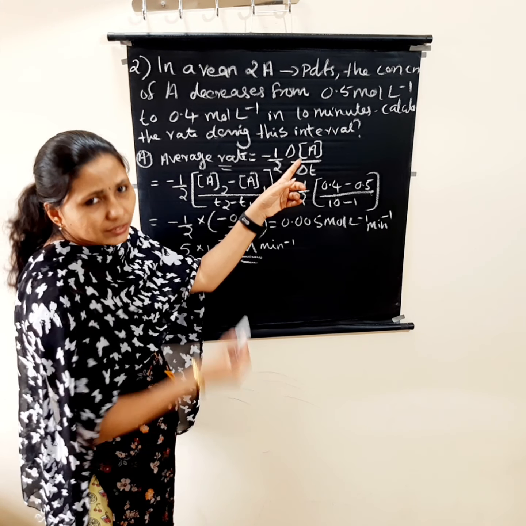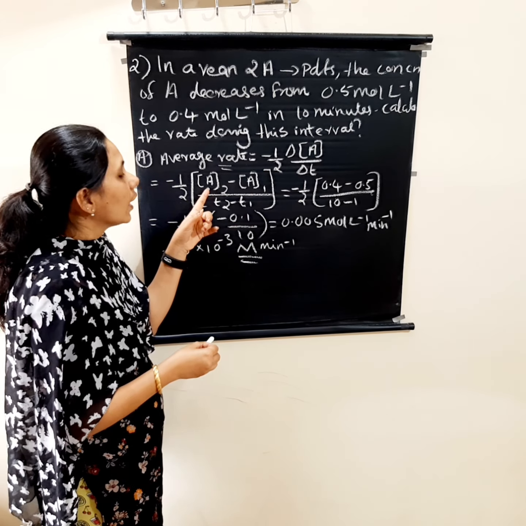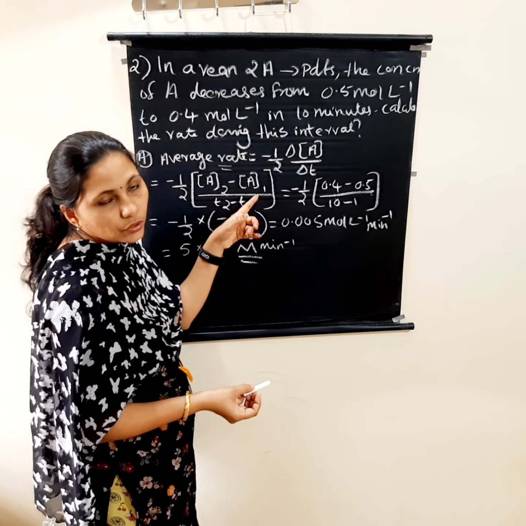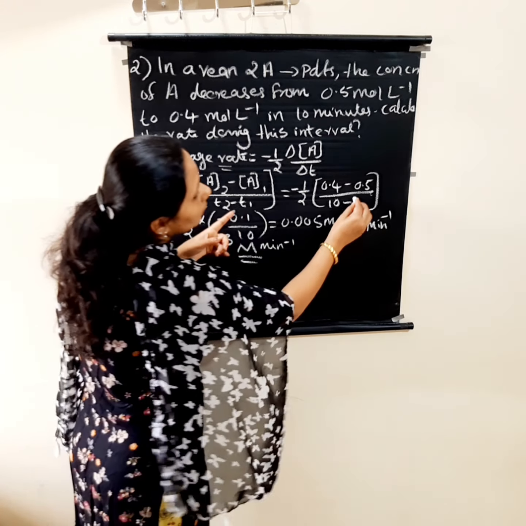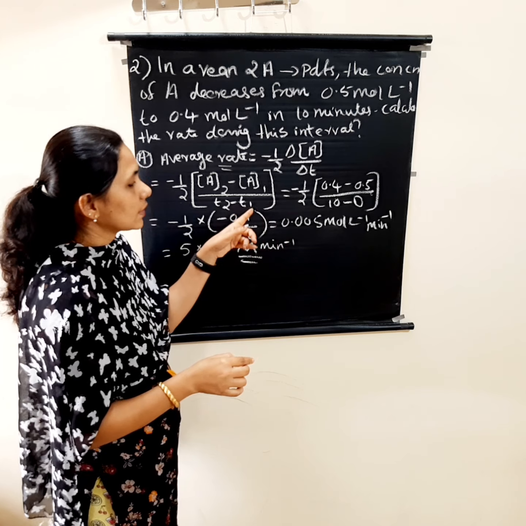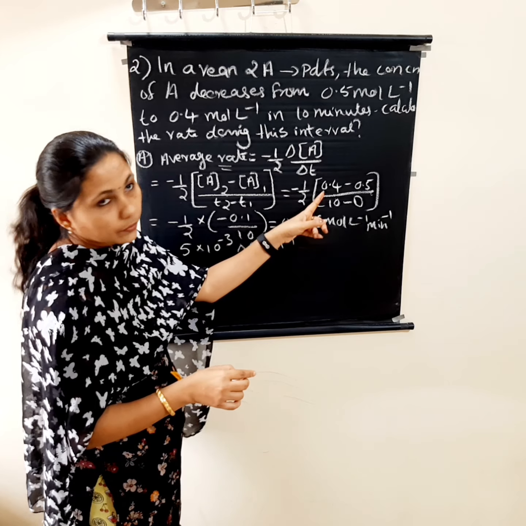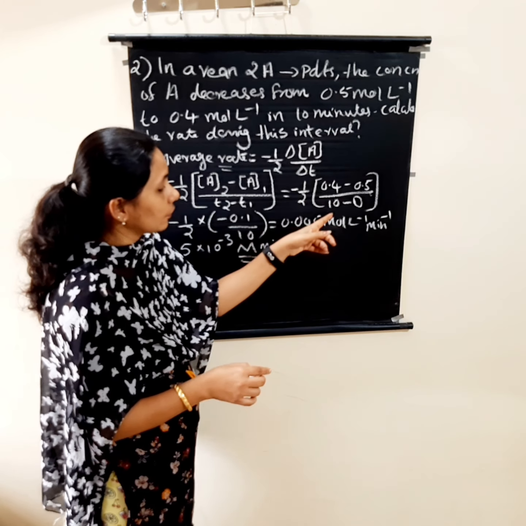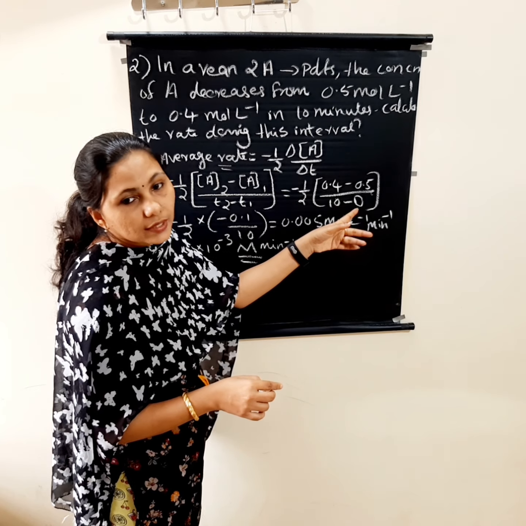So minus 1 by 2 into delta A. How will we calculate? Just like the previous problem, final concentration minus initial concentration. So concentration of A at time T2 minus concentration of A at time T1, divided by T2 minus T1, which is given in the problem. T2 is 10 minutes. Then minus 1 by 2 into final concentration, 0.4, minus initial concentration, 0.5, divided by time, 10 minutes. So final time is 10 and the initial time we consider as 0.